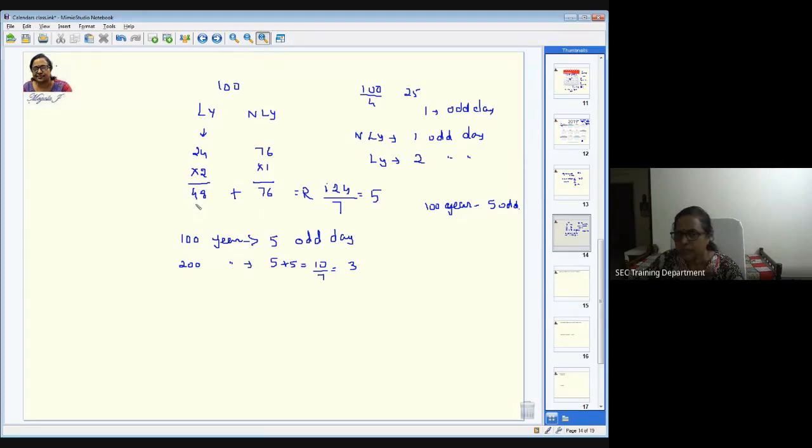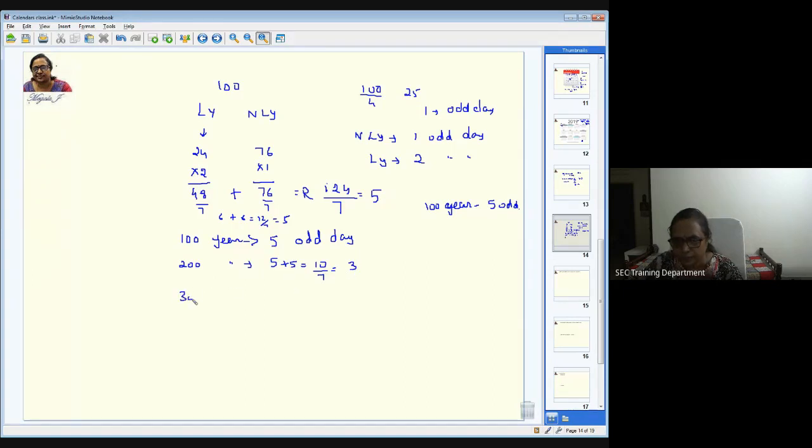Remember in the remainder theorem, we have done that. So remainder need not be added and then seen. Instead of that, first you divide and get the remainder. So what's the remainder here? It's going to be 6. Similarly, when you divide this by 7, the remainder is 6 again. So 6 plus 6 is 12. 12 by 7, the remainder is 5. So directly you can see, instead of adding and then finding the remainder. So here for 200, it is going to be 3 odd days.